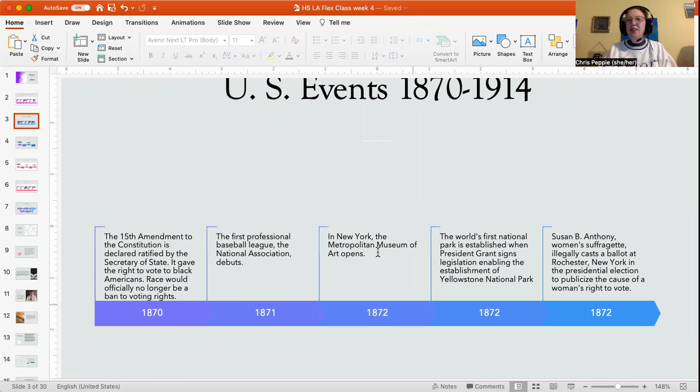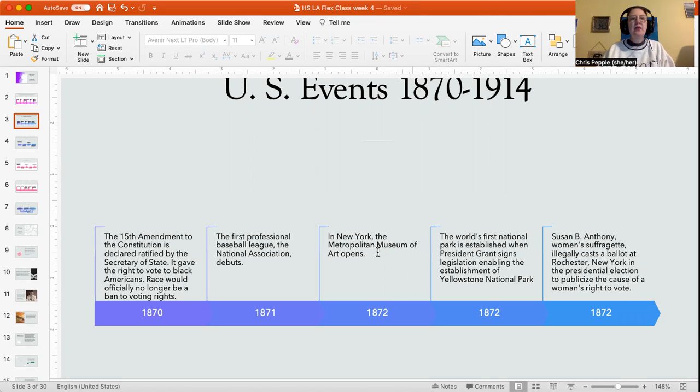I'm going to show some of the more positive things that are going on. The 15th Amendment to the Constitution is declared ratified by the Secretary of State, giving the right to vote to Black Americans. So race would no longer be considered in voting rights. Now, remember, this is 1870. This is not equal rights. They did have the right to vote, but many states suppressed that and didn't actually give Black people the right to vote. And there's by no means civil rights yet, as far as job equality, who can go in what buildings, anything like that. But it is a start.